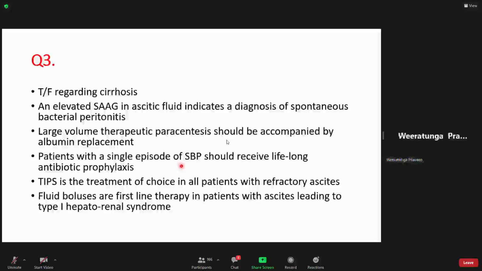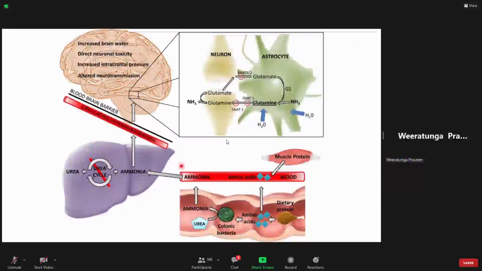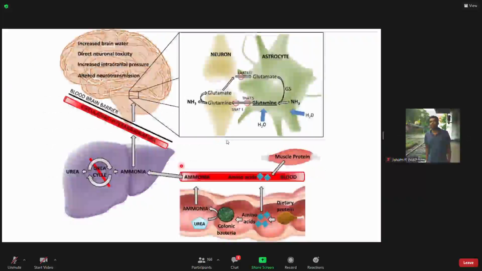Rifaximin is a prophylactic drug. Rifaximin is used for hepatic encephalopathy prophylaxis, right? Not for SBP prophylaxis. Now, the next problem we are going to talk about is, and the MCQ is based on hepatic encephalopathy.